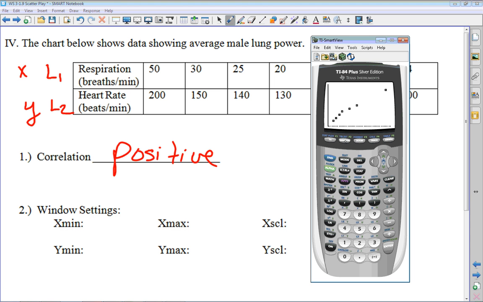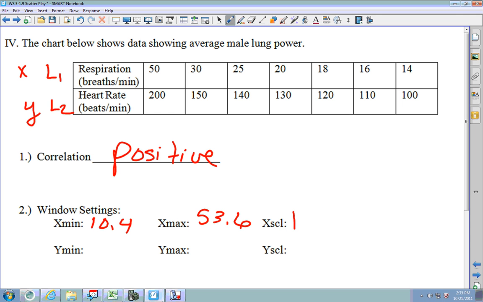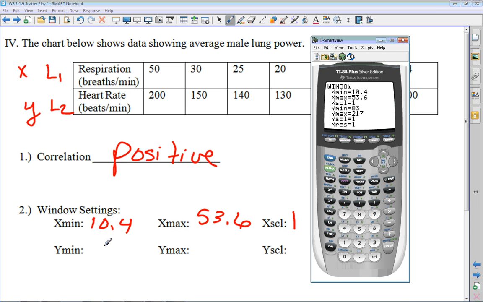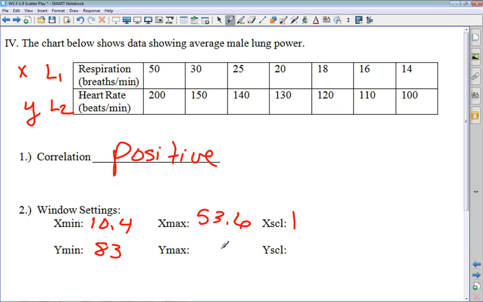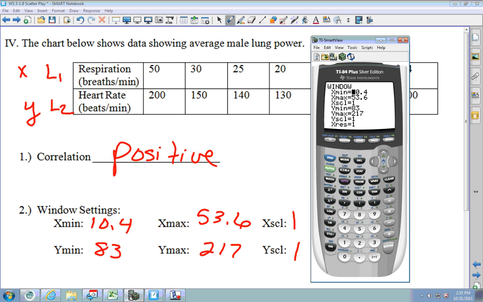And then over here, I've got window. And I've got 10.4 and 53.6. X scale is 1. Let's pull that calculator back up. I have 83 and 217. Let's make sure I wrote that right because they keep popping in and out. Yep, sure does.